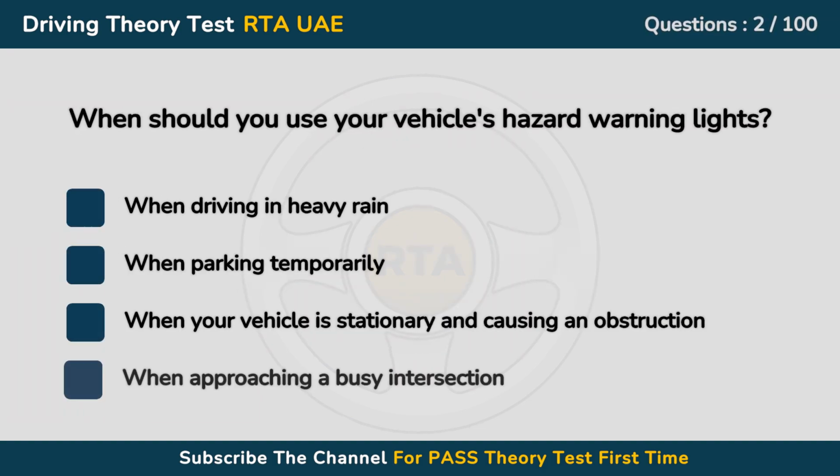Question 2. When should you use your vehicle's hazard warning lights? A. When driving in heavy rain. B. When parking temporarily. C. When your vehicle is stationary and causing an obstruction. D. When approaching a busy intersection.